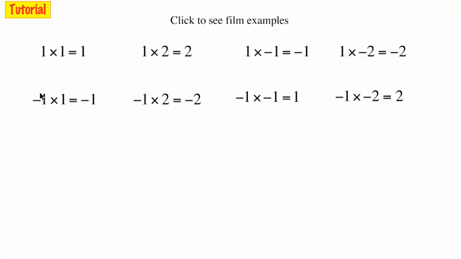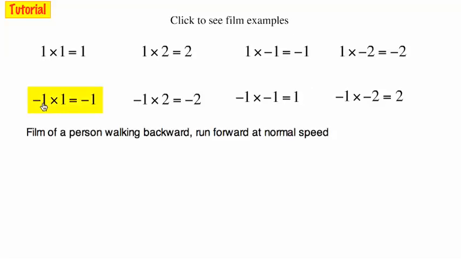Now we're going to look at what happens when we have a negative times a positive, or a negative times a negative. Here we're going to look at a film of a person walking backwards, and we're running that film forwards, normal speed. So they're walking backwards, let's say 1 kilometer per hour. Not that people walk at 1 kilometer per hour, they usually walk around 5 kilometers per hour, but anyways. So we have a person walking backwards at 1 kilometer an hour, and we run that film forward. We expect to see a person walking backwards, right?